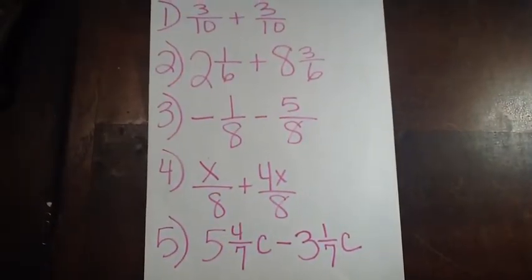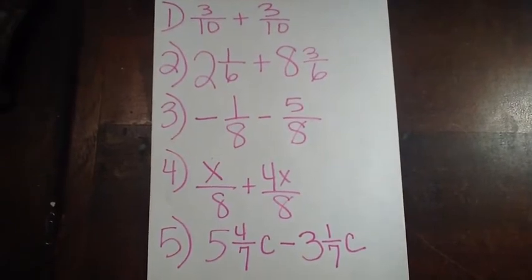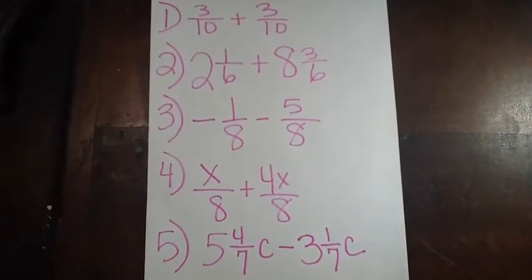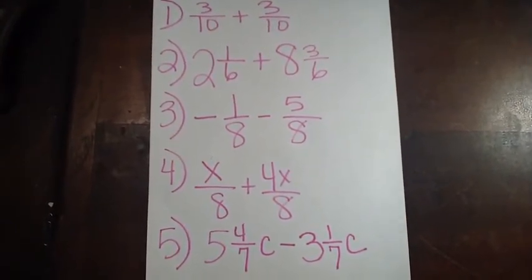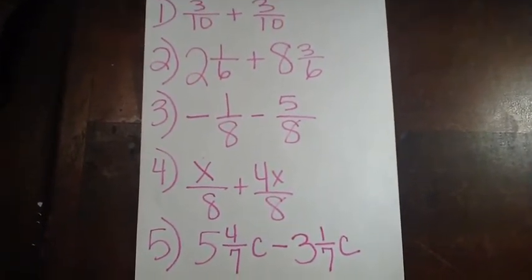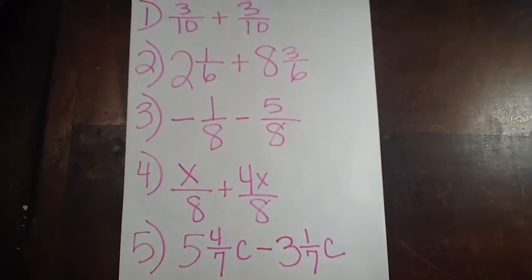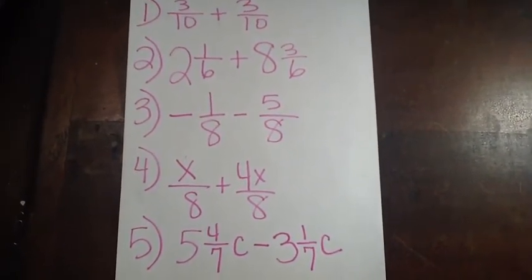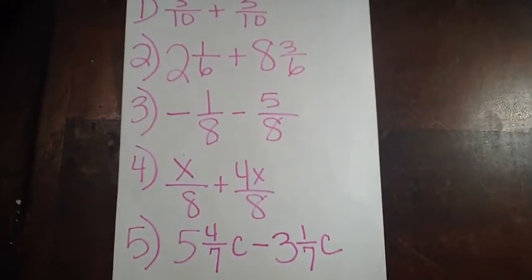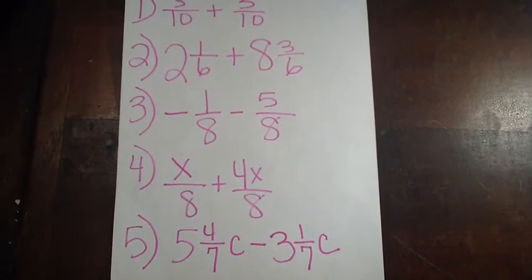Alright, you have 5 problems to do for me. Number 1 is 3/10 plus 3/10. Number 2 is 2 1/6 plus 8 3/6. Number 3 is -1/8 minus 5/8. Number 4 is x over 8 plus 4x over 8. And number 5 is 5 4/7 c minus 3 1/7 c.